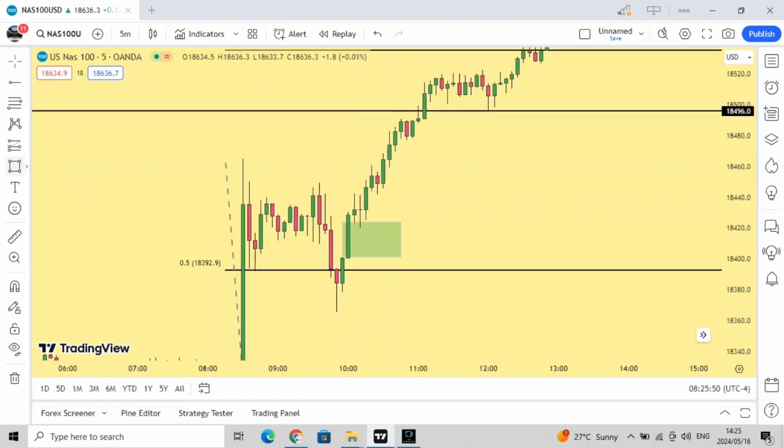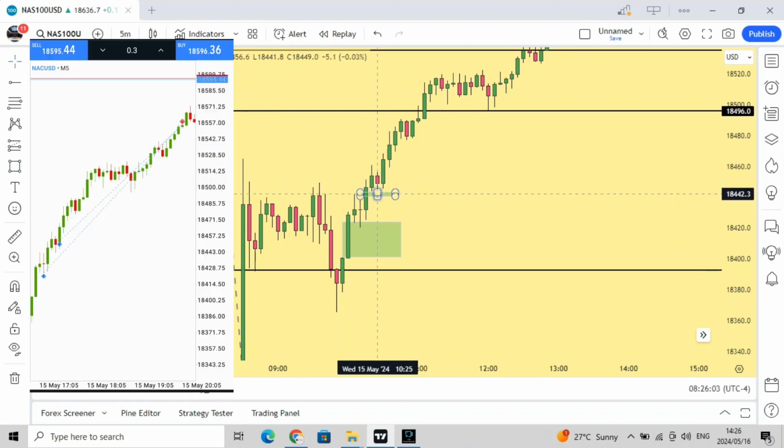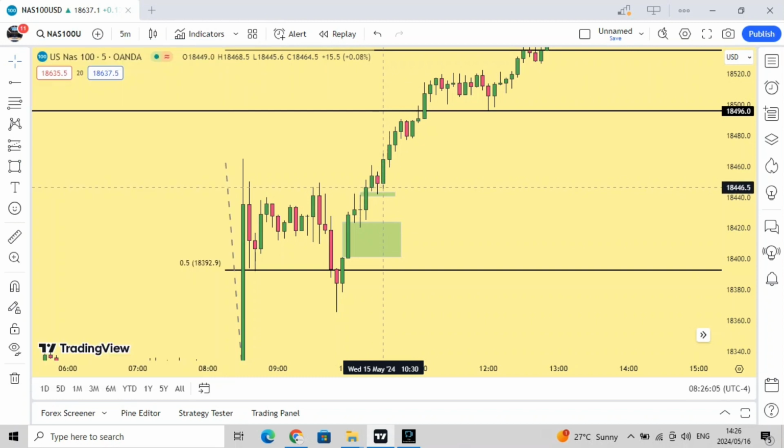So I entered the second trade on this tiny fair value gap right here, but I didn't enter the exact moment. I entered on this candle over here because I was a bit too late to enter on this down candle. So my entry was on this candle.